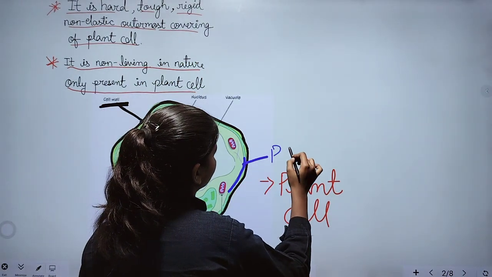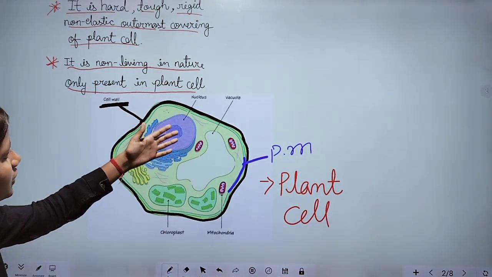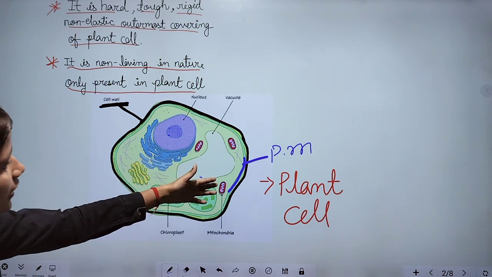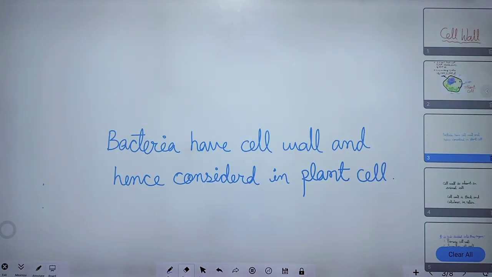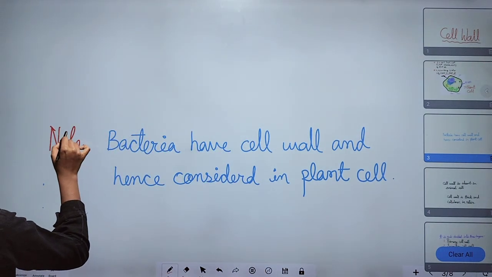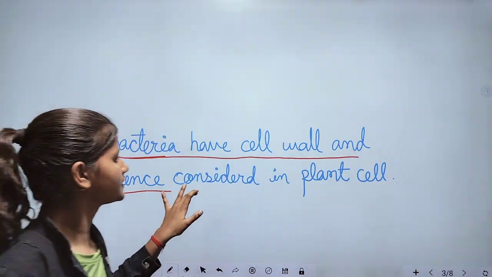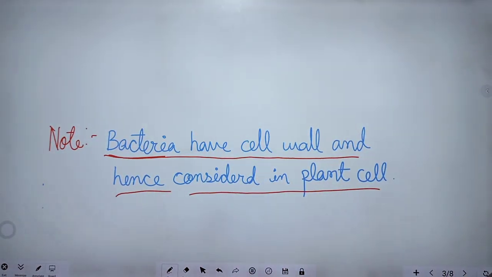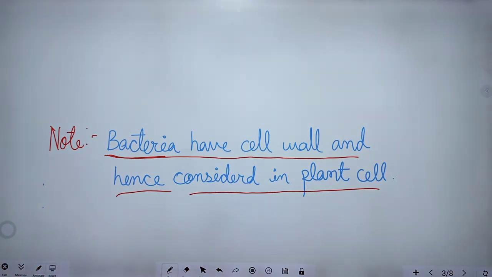This one is the plasma membrane, and this is the nucleus, vacuole, chloroplast, mitochondria. Note that bacteria have a cell wall and hence are considered in the plant cell category. We know that bacteria also have a cell wall, so that's why bacteria are also considered plant cell.